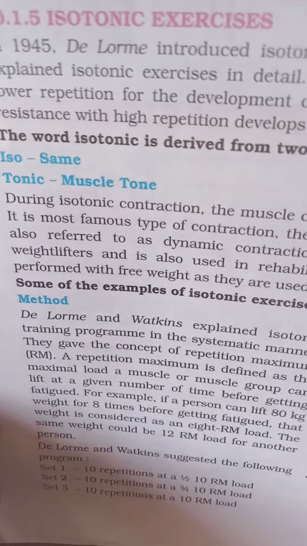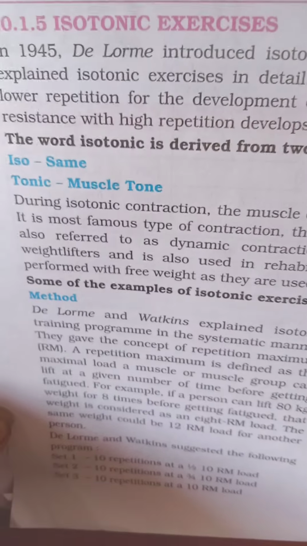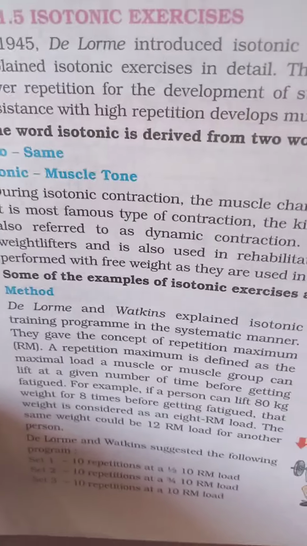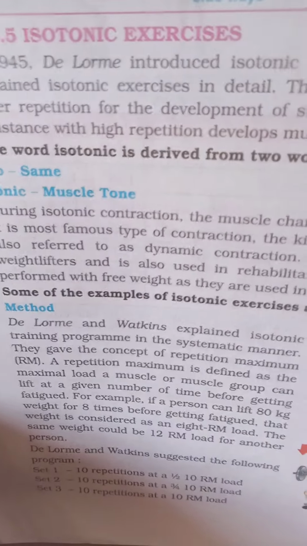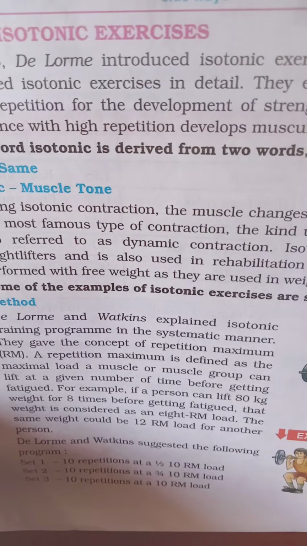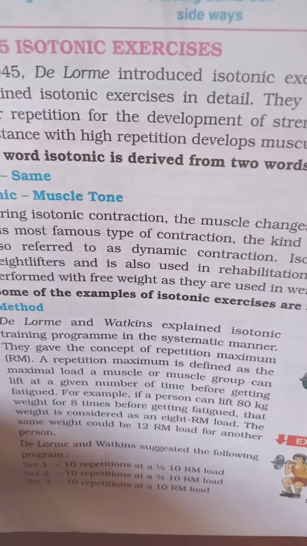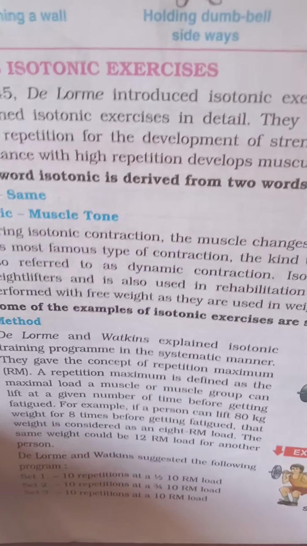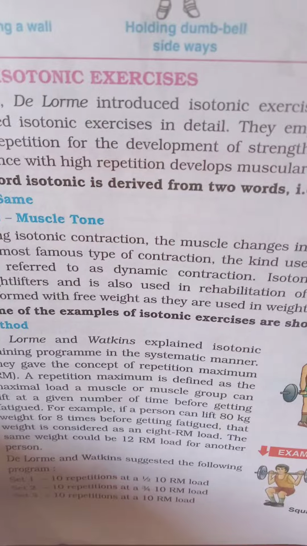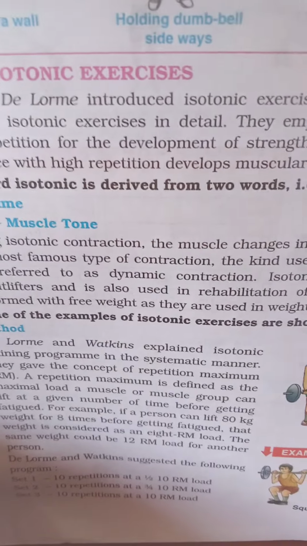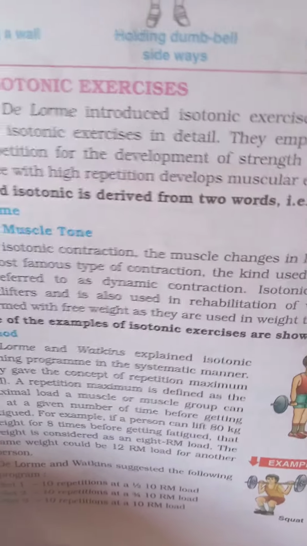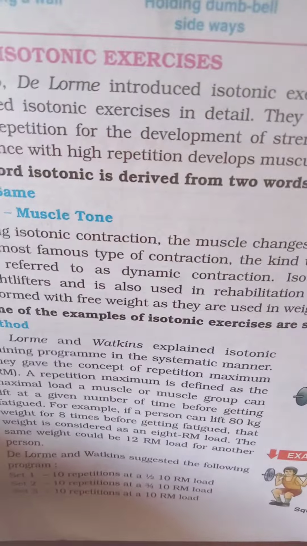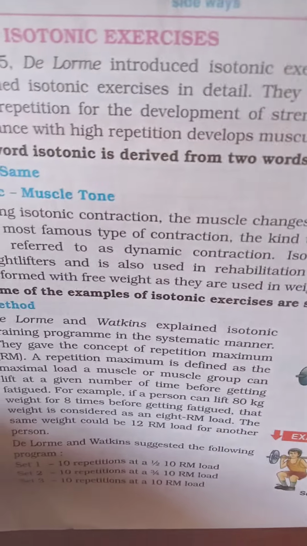Loney and Watkins explained isotonic training program in a systematic manner. They gave the concept of repetition maximum (RM). Repetition maximum is defined as the maximum load a muscle or muscle group can lift a given number of times before getting fatigued. For example, if a person can lift 80 kg weight 8 times before getting fatigued, that weight is considered an 8 RM load. The same weight could be a 12 RM load for another person.